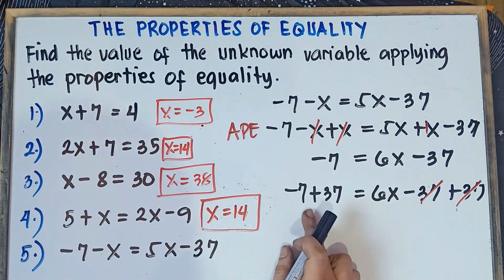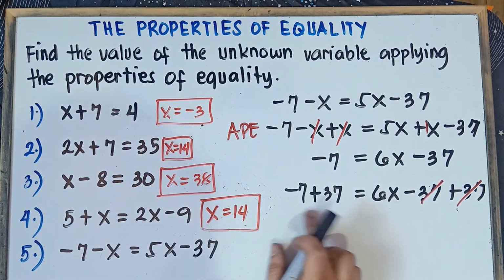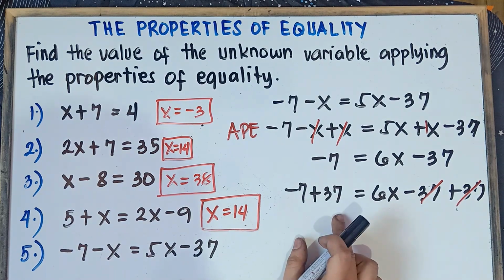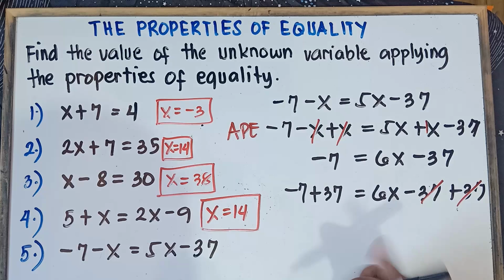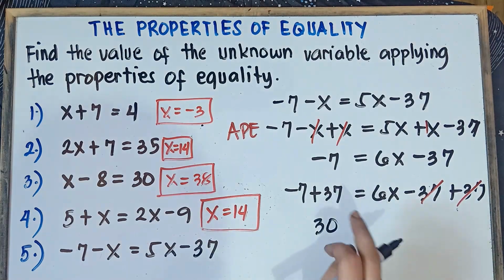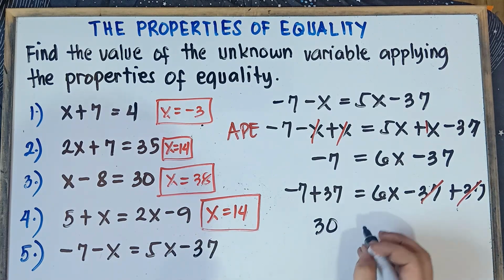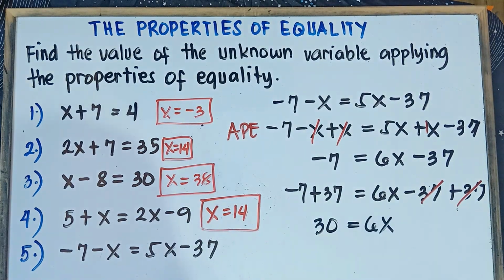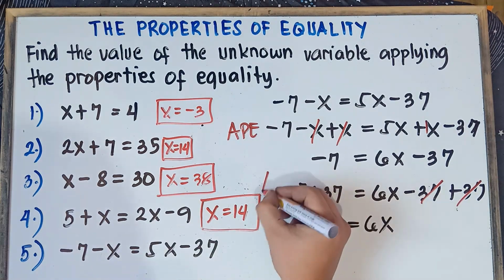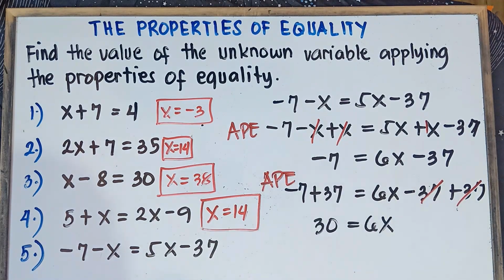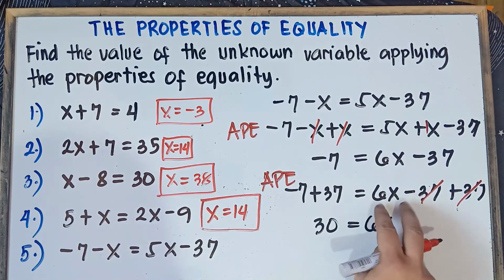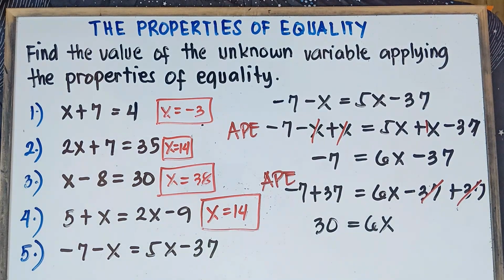And then negative 7 plus 37. If the signs are not the same, you subtract: 37 minus 7 would be 30. Now, since 37 is greater than 7, we copy the sign. This will be positive 30 equals 6x. So, once again, we apply the addition property of equality. We add positive 37 to both sides so that we can cancel this out, and the remaining expression on the right of this equal sign will be only 6x.